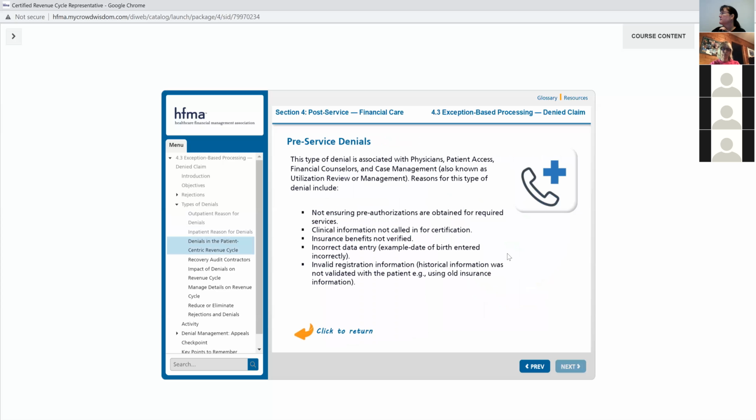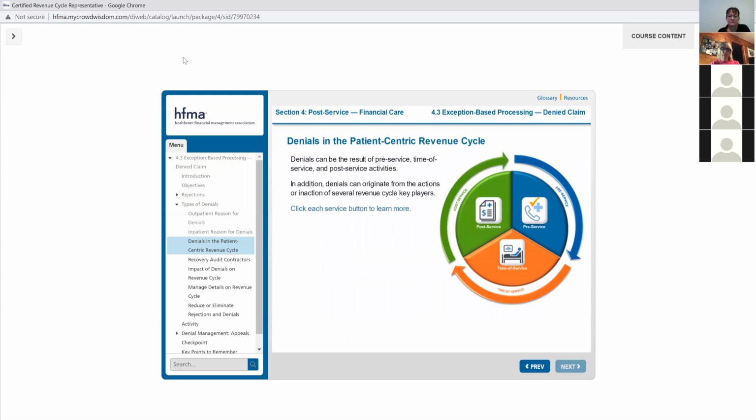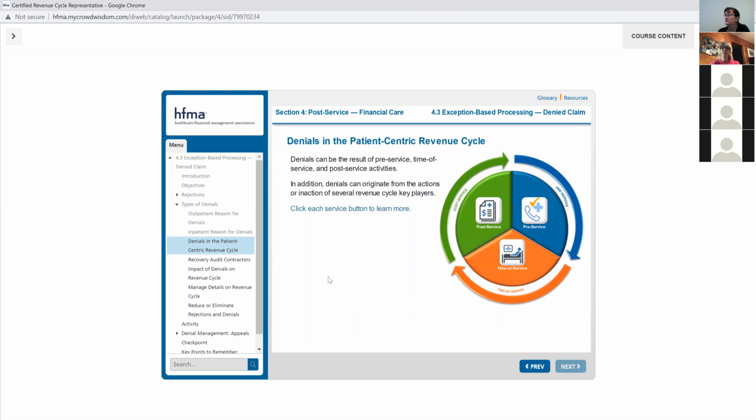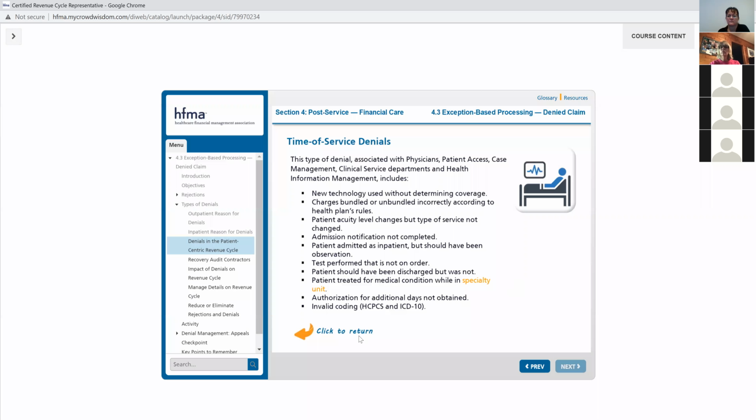And then you have your time of service denials. This type of denial could be new technology used without determining coverage, charges bundled or unbundled incorrectly according to the plan, patient acuity level changes but type of service not changed, admission notification not complete, and then your patient is admitted as an inpatient but should have been observation. I'm not going to read the whole list to you, but make a note and have these handy when you take your test.